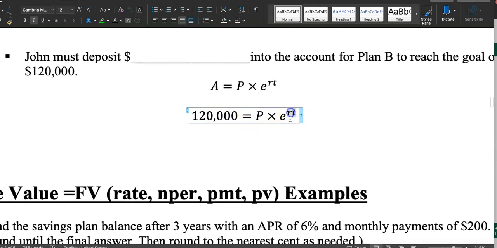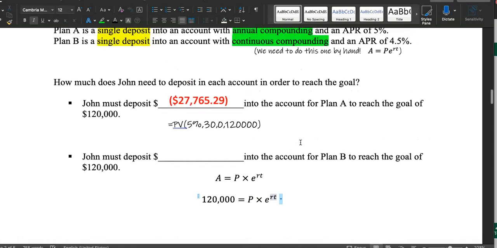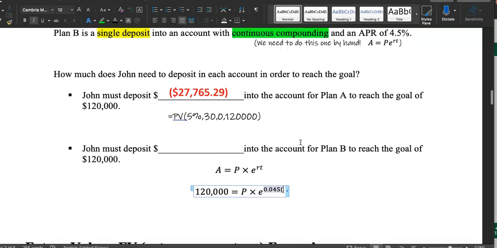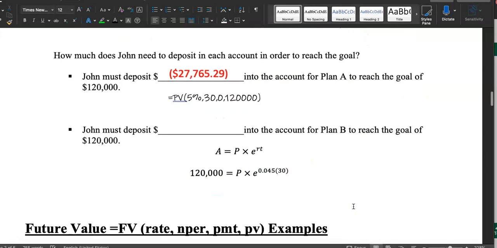Now let's plug in everything else we know. What about the rate? What's the rate they were offering in Plan B? Let me see. Plan B was offering an APR of 4.5%. Now 4.5% in decimal is 0.045, or you can keep it as 4.5% if you want. And how many years? 30 years. John's waiting 30 years. That's what you're going to write down, and this is what you're going to solve for, P.